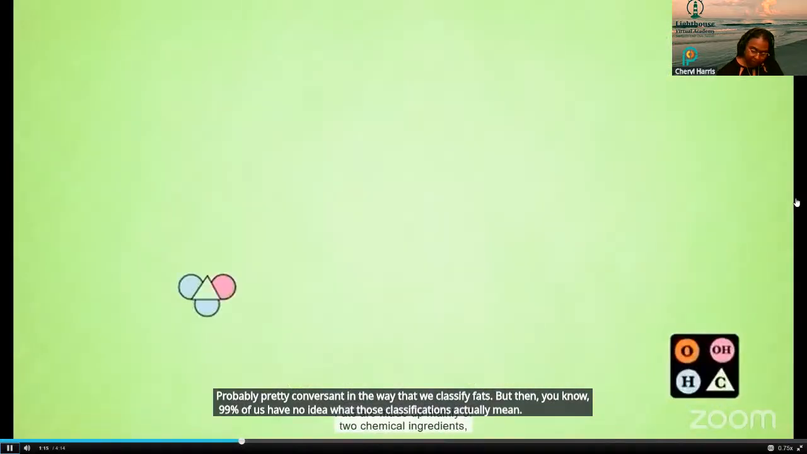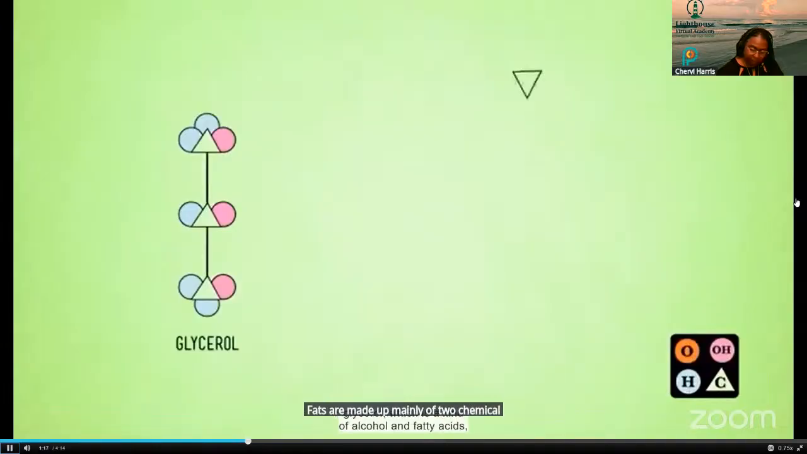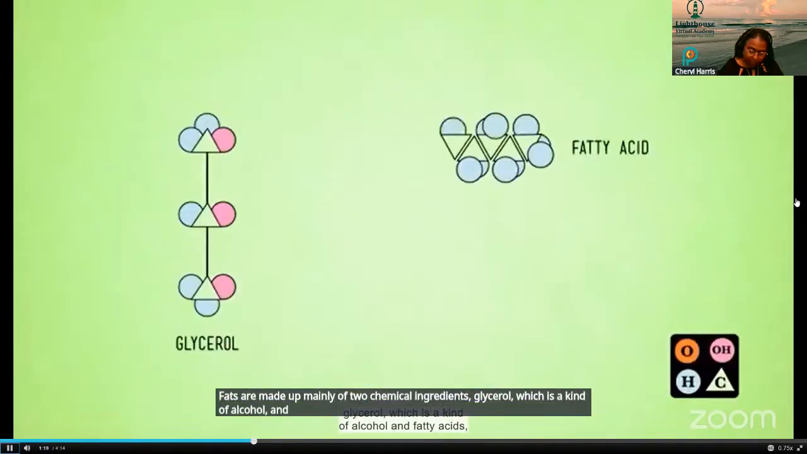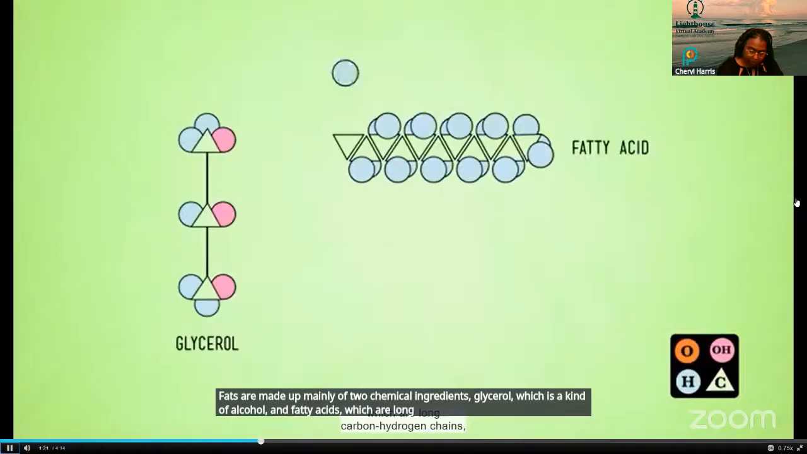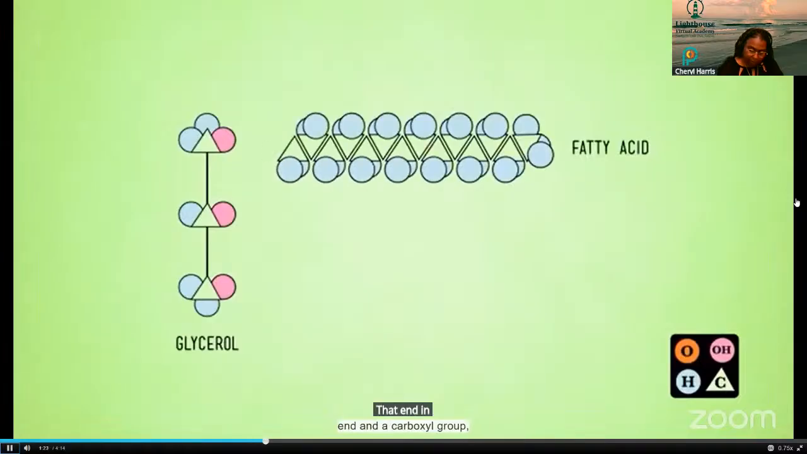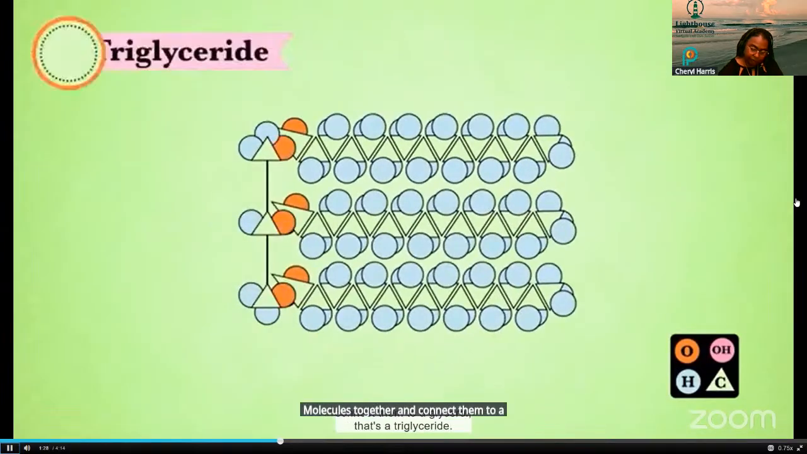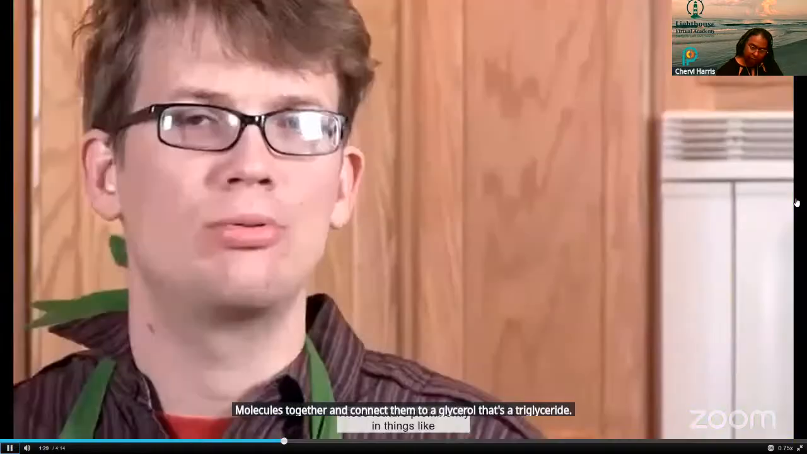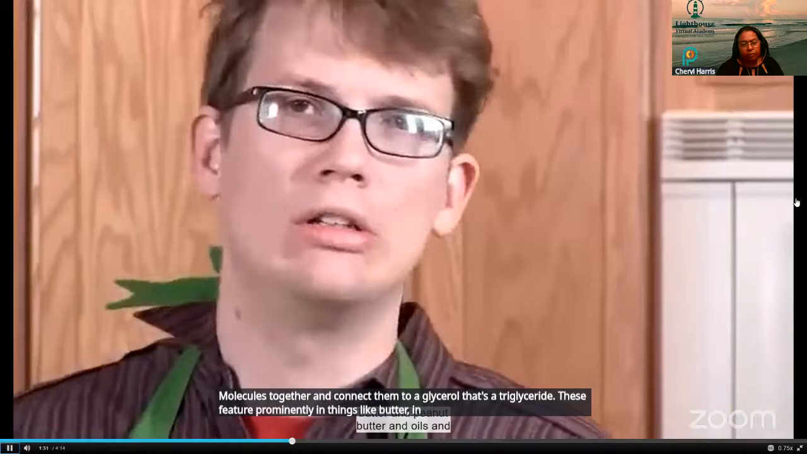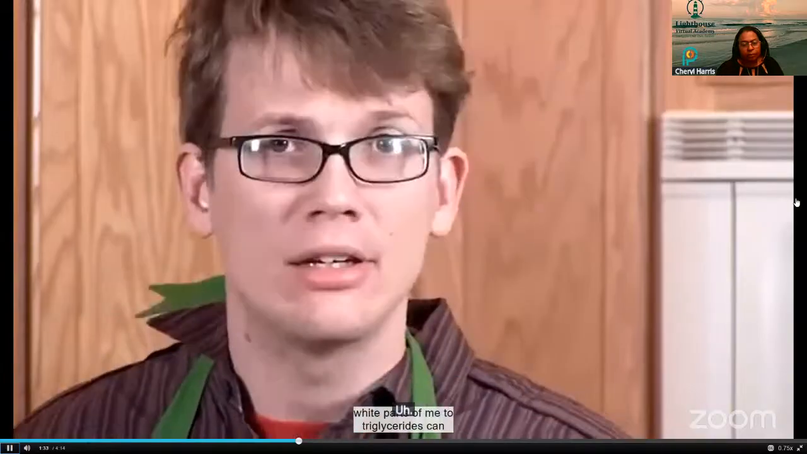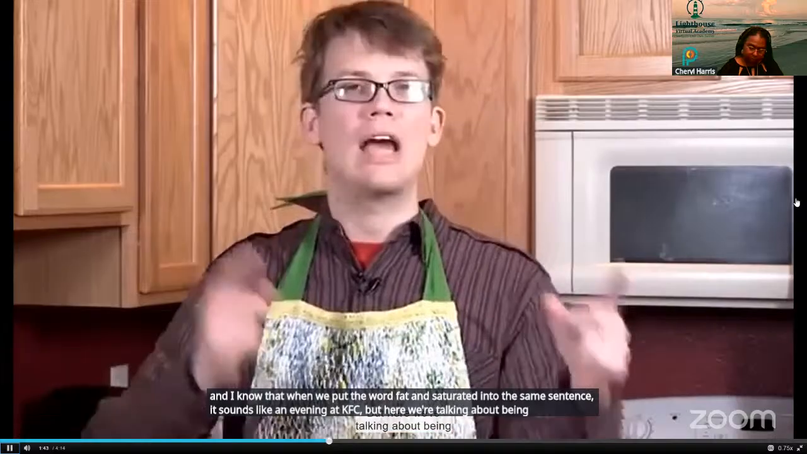Fats are made up mainly of two chemical ingredients, glycerol, which is a kind of alcohol, and fatty acids, which are long carbon-hydrogen chains that end in a carboxyl group. When you get three fatty acid molecules together and connect them to a glycerol, that's a triglyceride. These feature prominently in things like butter and peanut butter and oils and the white parts of meat. These triglycerides can either be saturated or unsaturated, and I know that when we put the word fat and saturated into the same sentence, it sounds like an evening at KFC. But here we're talking about being saturated with hydrogen.